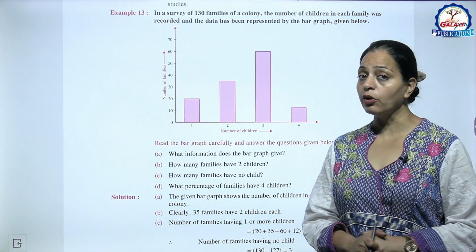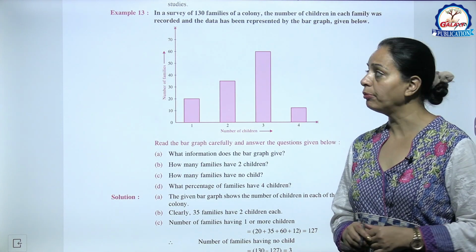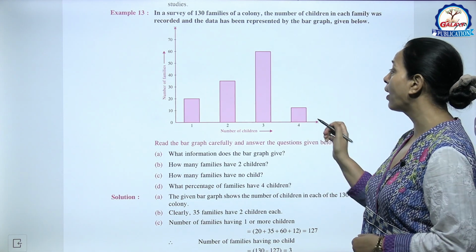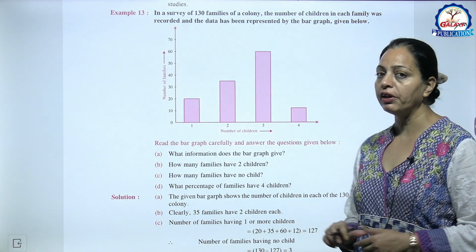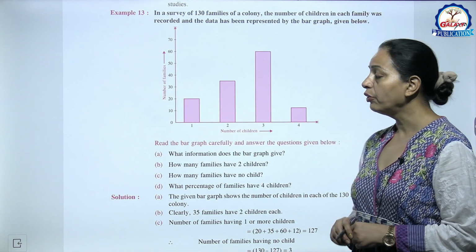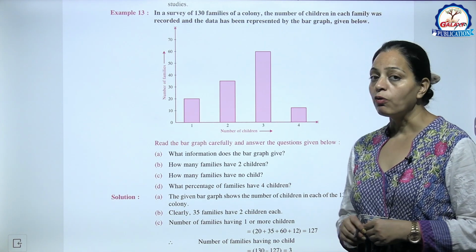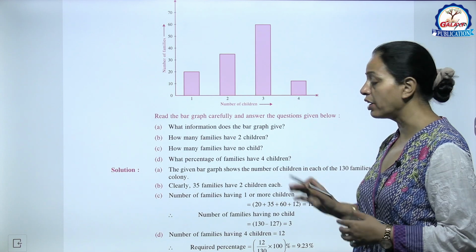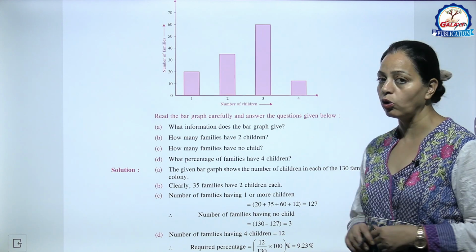Example 13. In a survey of 130 families of a colony, the number of children in each family was recorded, and the data has been represented by the bar graph given below. So we have one bar graph here, number of children along x-axis and number of families along y-axis. Now read this bar graph carefully and answer these questions. A part, what information does the bar graph give? So the given bar graph shows the number of children in each of the 130 families of a colony, right?